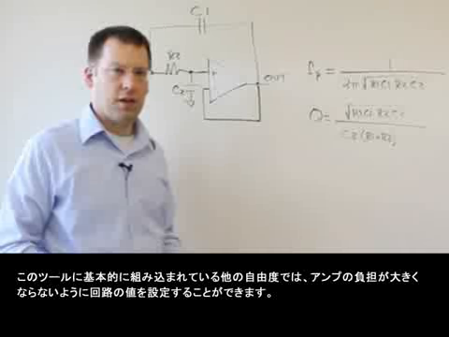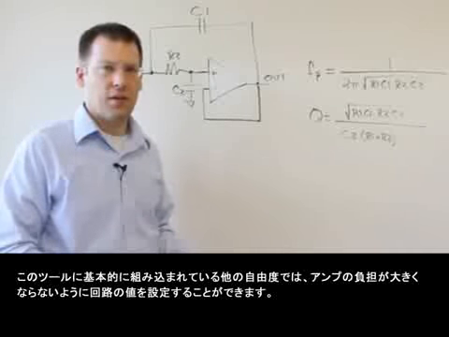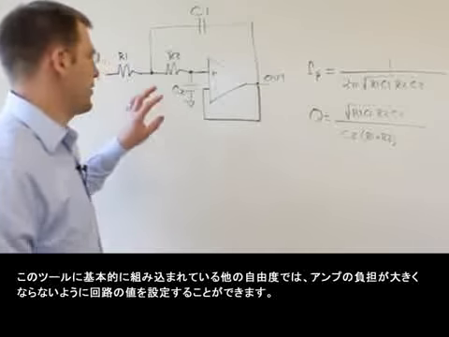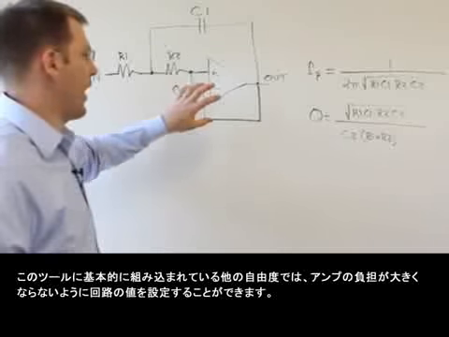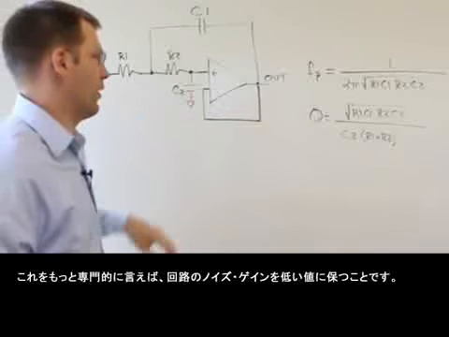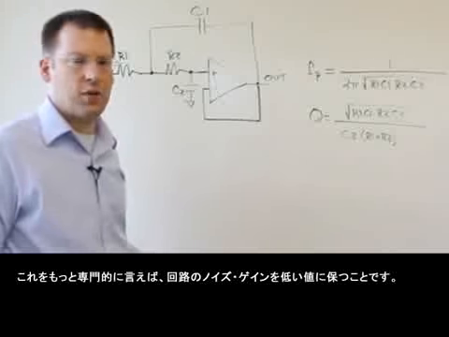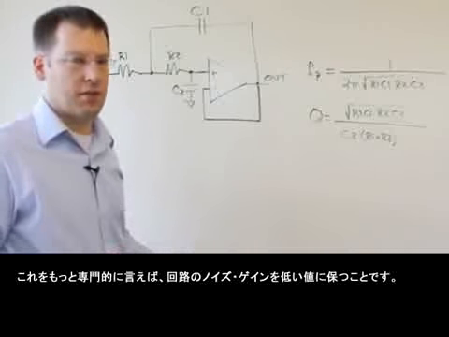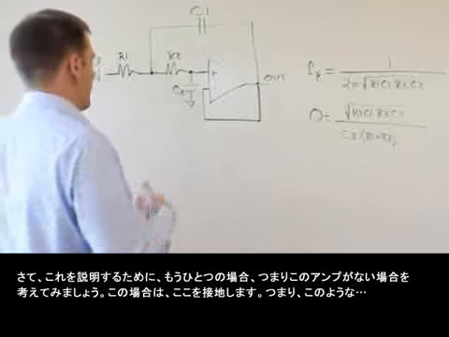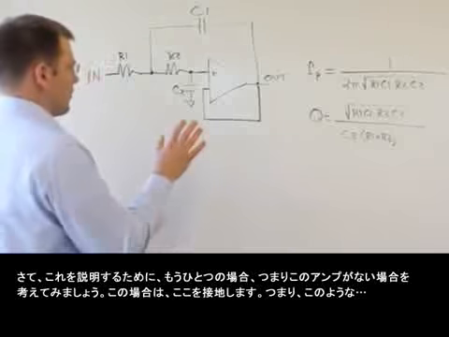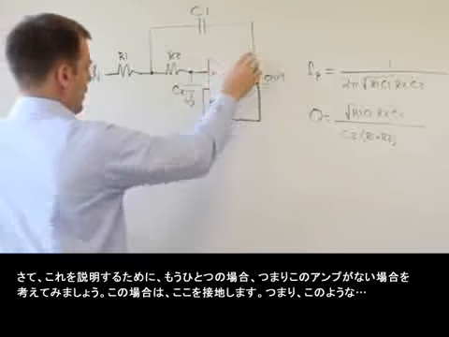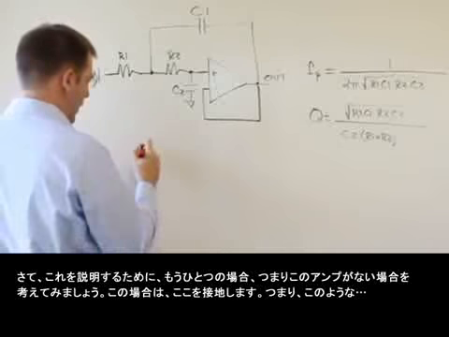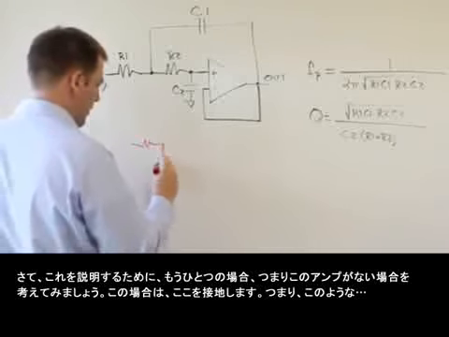The other degree of freedom, which we basically just incorporate into the tool, is we set the circuit values in such a way that the amplifier doesn't have to work as hard. Or a more technical way of saying that is we keep the noise gain of the circuit down. And to explain this, imagine for a second that we don't have this amplifier here, and I'm just going to ground this.